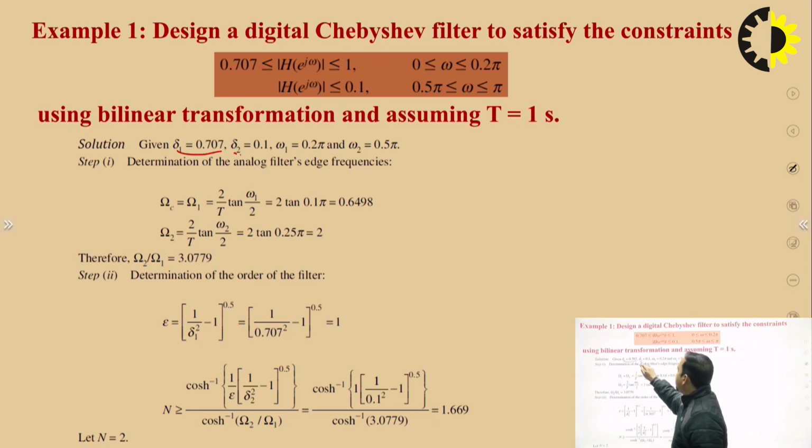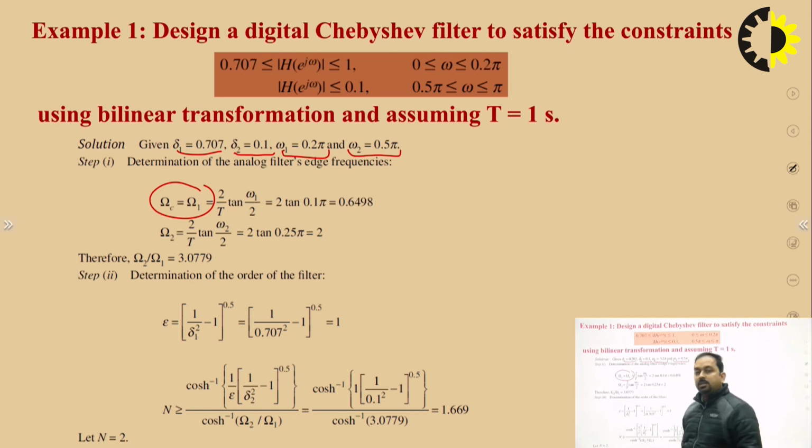We have the attenuation in the stop band, the pass band frequency, and the stop band frequency. So clearly we can say that omega C, which is the cutoff frequency, is equal to omega 1, and we have to utilize the bilinear transformation. This is the equation used to transform the digital frequency into the analog one: 2 by T tan of omega 1 by 2. On the basis of that, I can calculate the analog cutoff frequency.